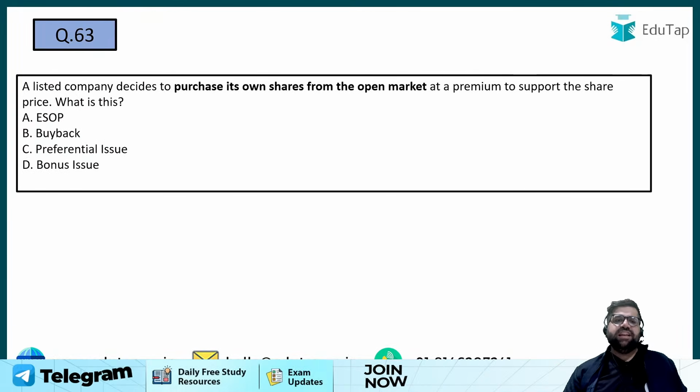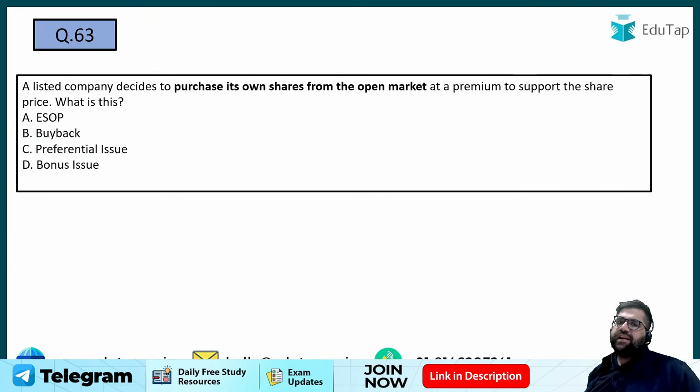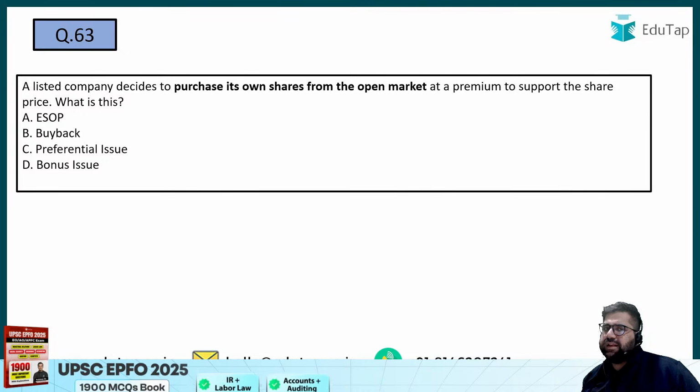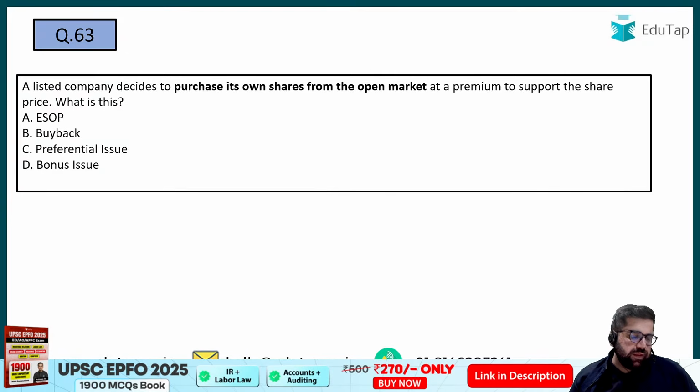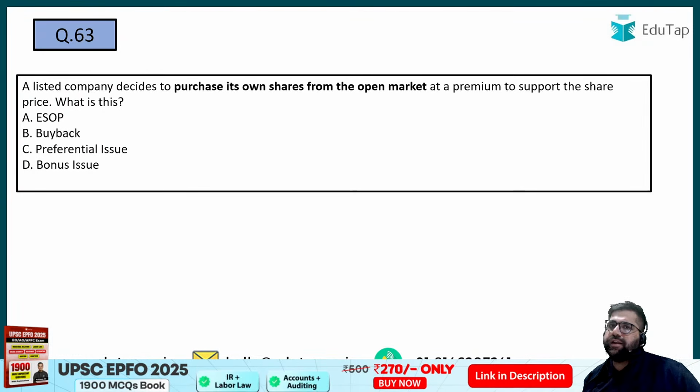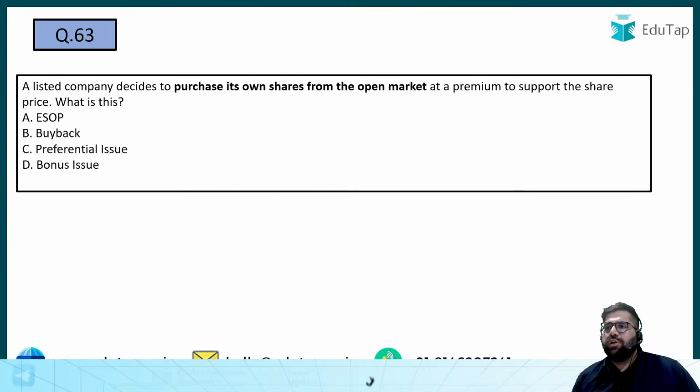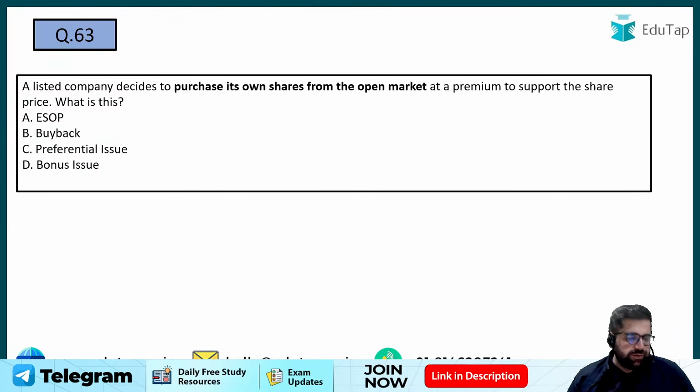Question number 63. A listed company decides to purchase its own shares from the open market at a premium to support the share price. What is this called as? If a listed company is purchasing its own shares in the open market, then the premium to support the share price is known as what? Question number 63.